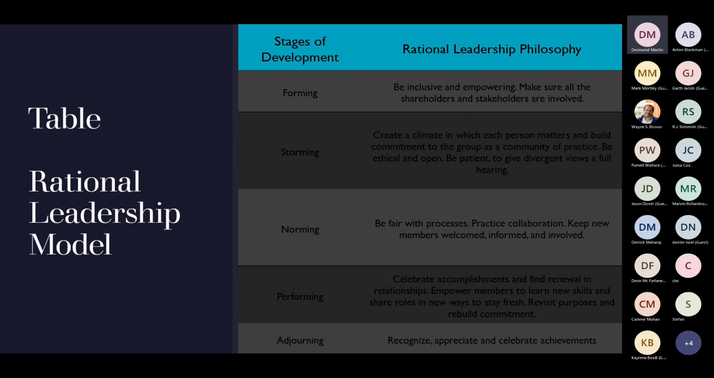Performing: celebrate accomplishments and find renewal in relationships. Empower members to learn new skills and share roles in new ways to stay fresh. Revisit purposes and rebuild commitment. Adjourning: recognize, appreciate, and celebrate achievements.